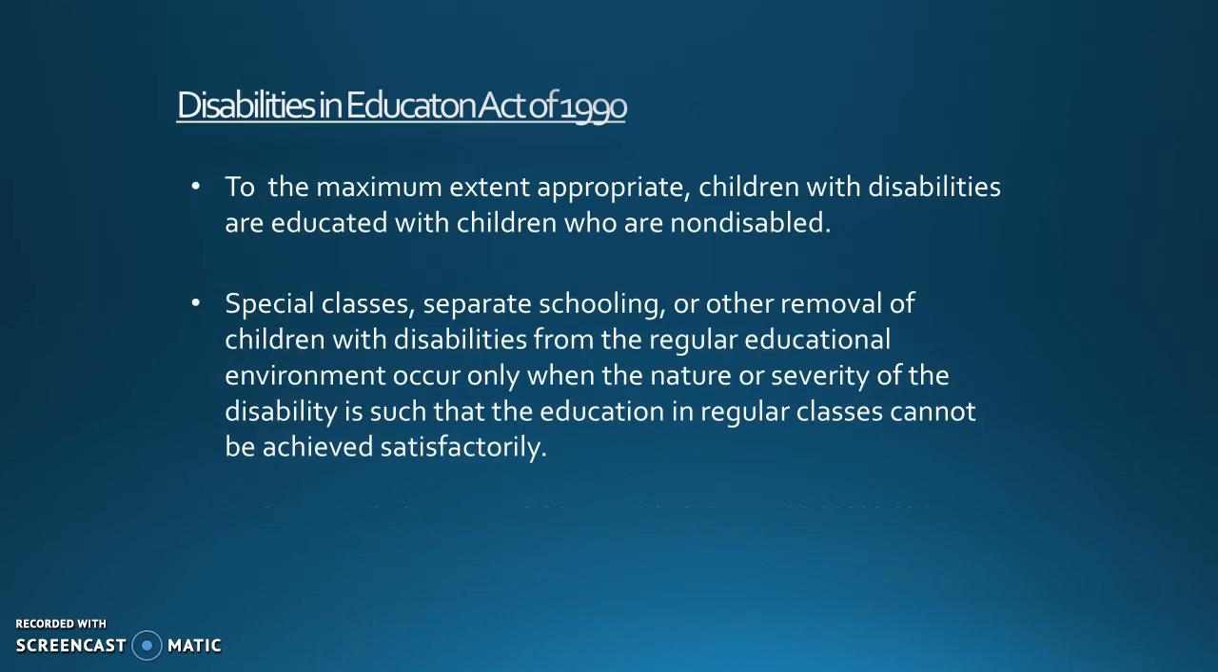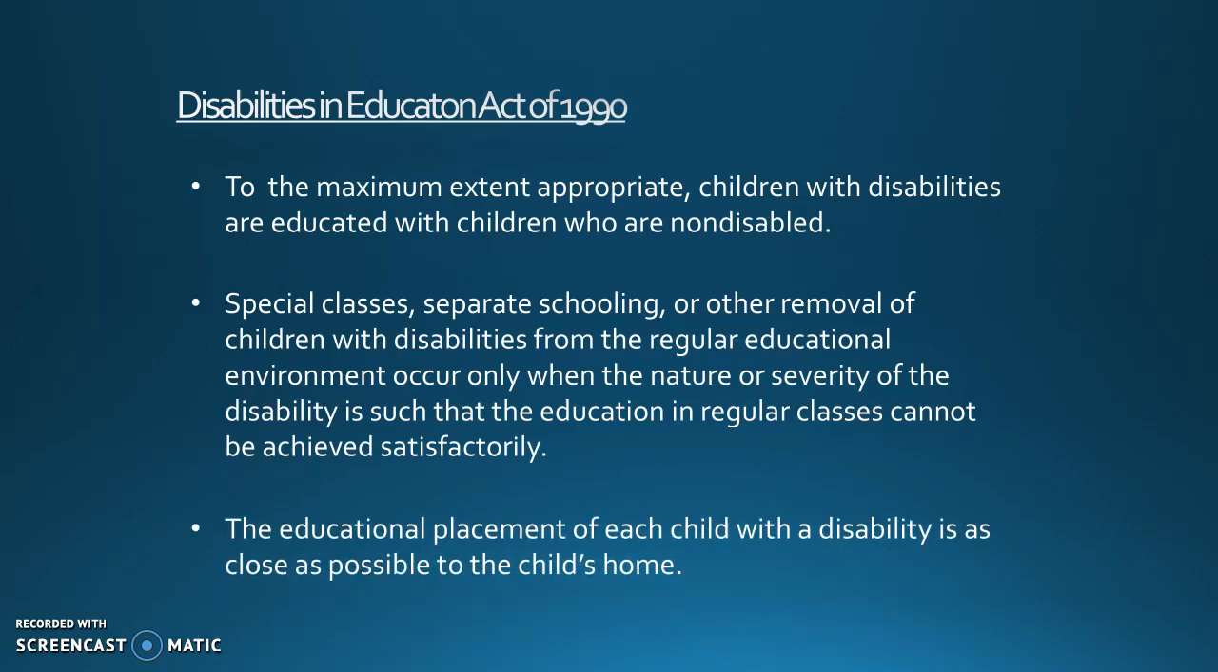Special classes, separate schooling, or other removal of children with disabilities from the regular educational environment occur only when the nature or severity of the disability is such that education in regular classes with the use of supplementary aids and services cannot be achieved satisfactorily. And finally, the educational placement of each child with a disability is as close as possible to the child's home.